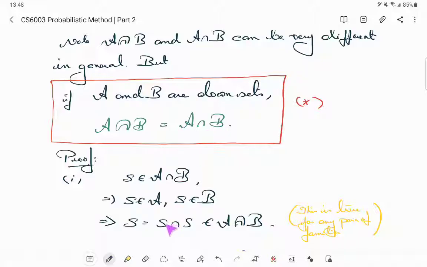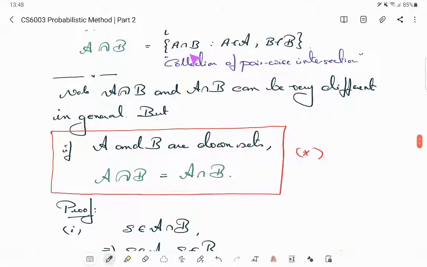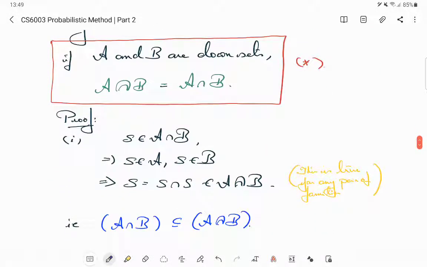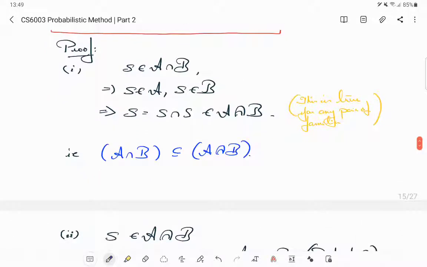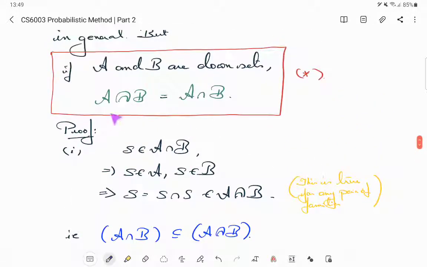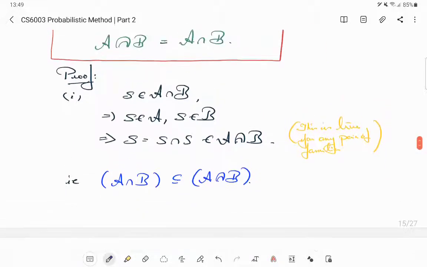If you pick anybody from here, then it qualifies to be both the A and the B in this intersection, and hence it is there. Okay, and now, by the way, here we did not use the property that these families are down sets. So this is true in general. A intersection B is a subset of A double intersection B. That's true for any two families A and B. The other side is where we will use the fact that they are down sets.